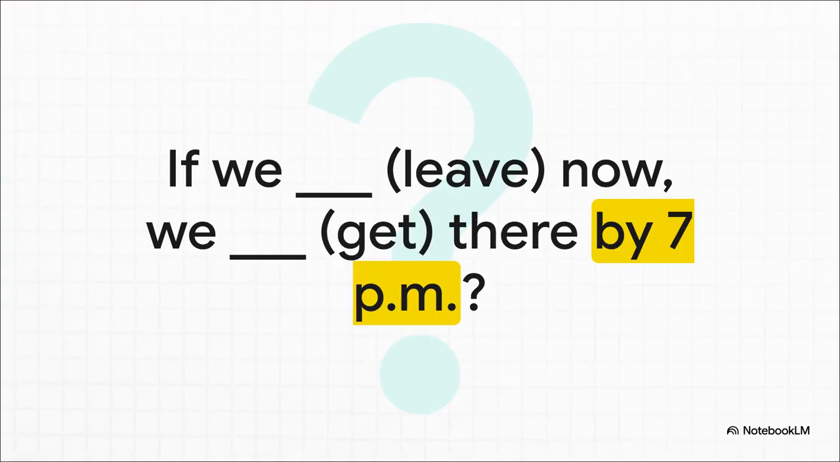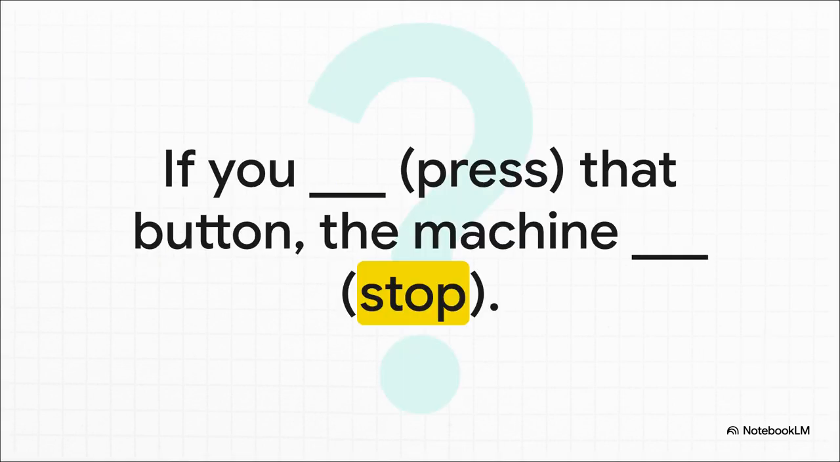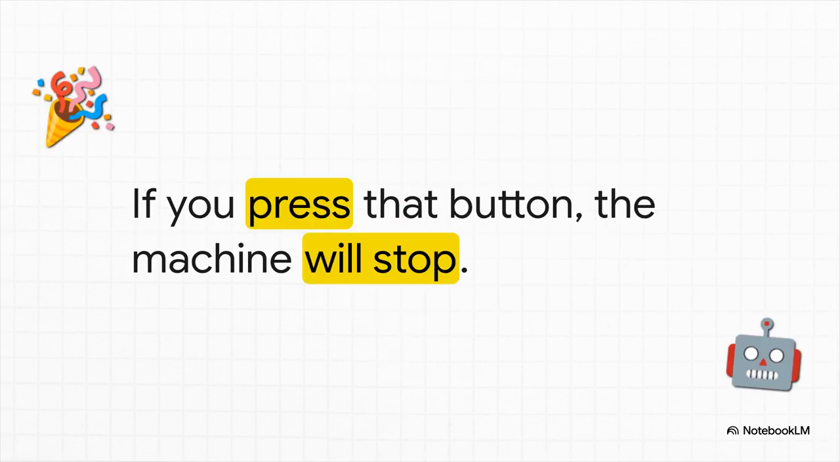Okay, take a look at this one. If we something, now we something there by 7 p.m. How would you fill in those blanks using the verbs leave and get? I'll give you a second to think. That's it. The if clause uses the present simple, leave, and the main clause gets the future, will get. Exactly right. Let's try one more. Here we go. If you something, that button, the machine, something, your verbs are press and stop. What do you think?